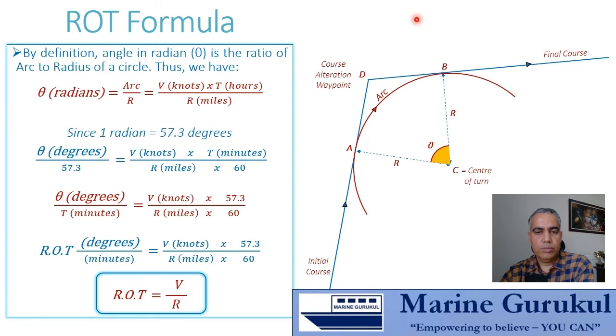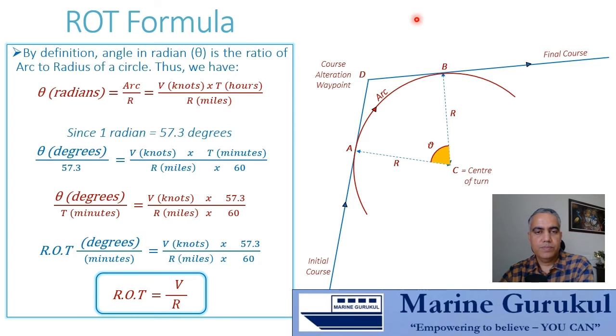So as discussed, in open sea, the radius can be altered. There is no need to touch the speed. And if we are in restricted waters and it is not possible to modify the radius, in that case, the only option available to the navigator is to reduce the speed of the ship to make the turn executable.